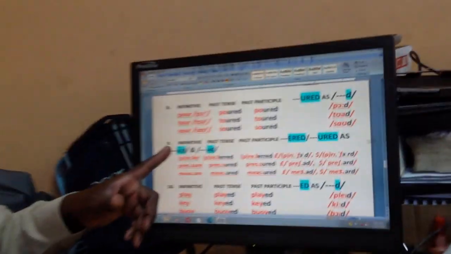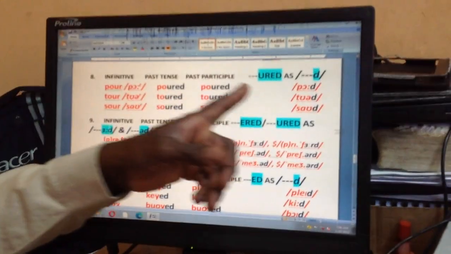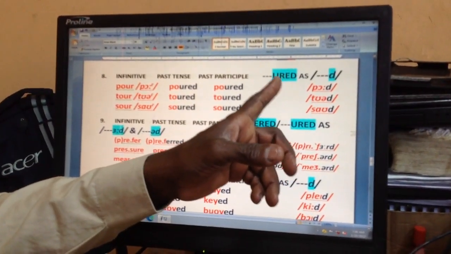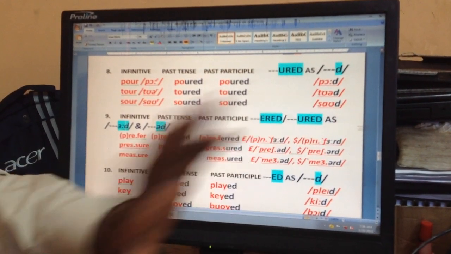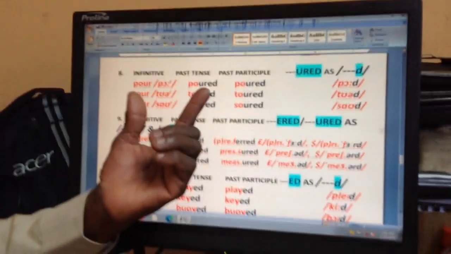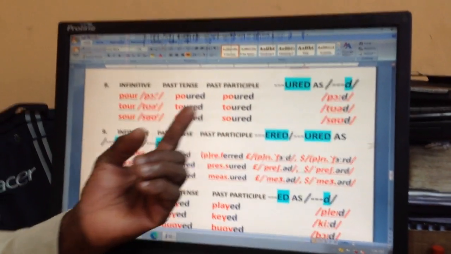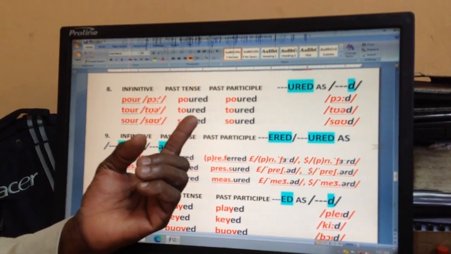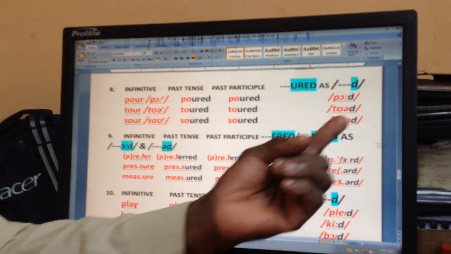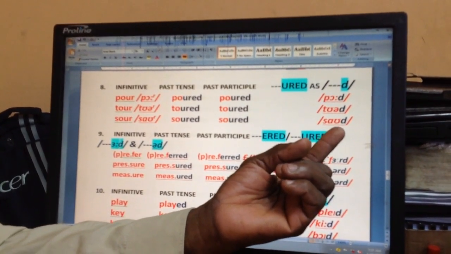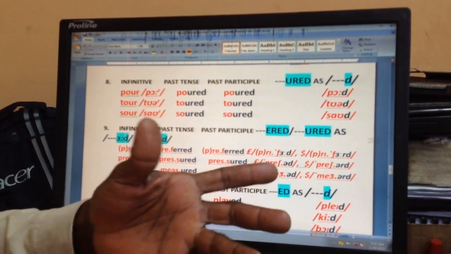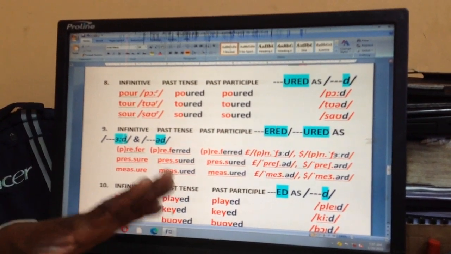We come to number 8. All these sounds, the 4 letters there will give us the sound D simply. Don't go about finding other sounds. So here we should have pawed and pod. Toward, and then sour, and then soured. Simply that. All right?